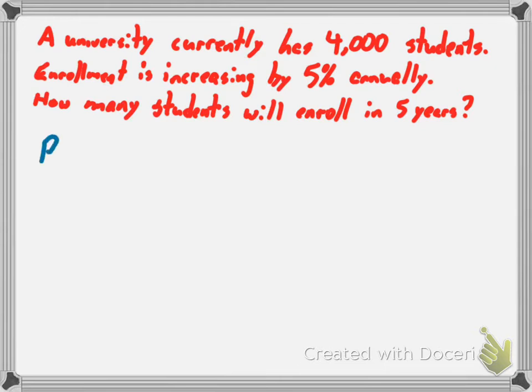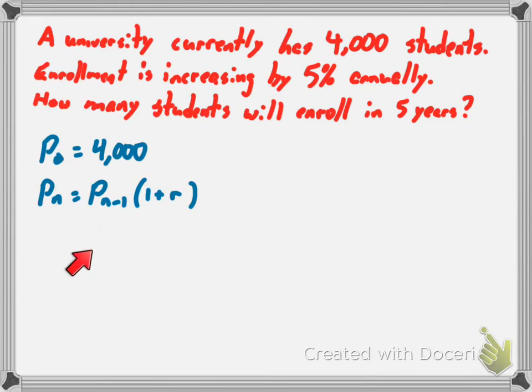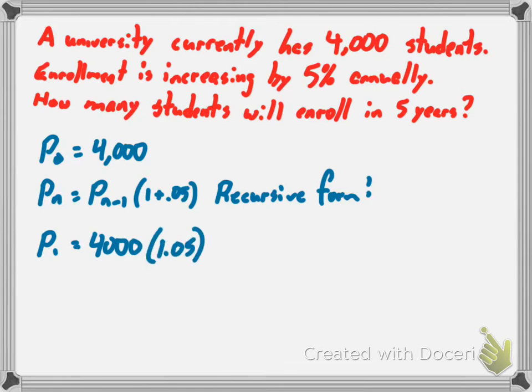So we looked at both recursive equations and general or explicit equations. The recursive equation here would be just the previous period, or the previous year, times 1 plus the growth rate, which in this case is 5%. And then each year it's just going to continue to grow by that. So let's take a look. This is the recursive form.